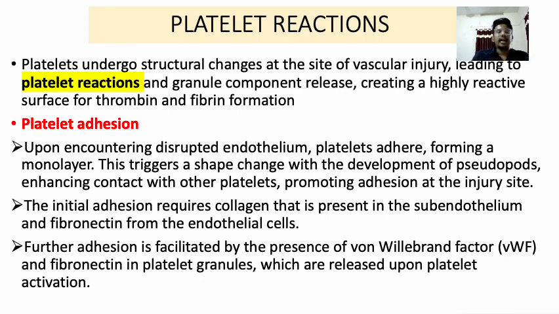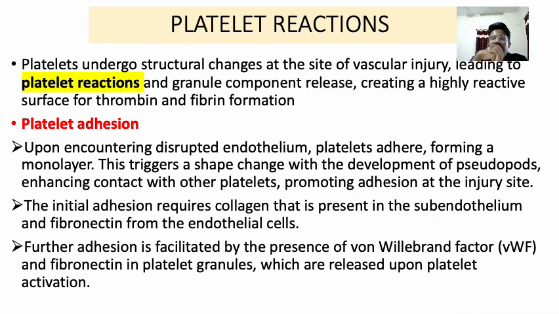First, platelet adhesion. Once the endothelium of a blood vessel is disrupted, the platelets will adhere to this site and form a monolayer. This triggers a shape change with the development of pseudopods. Pseudopods are false feet. So platelets will develop false feet, and with their help, each platelet will attach to the others and adhere to the disrupted endothelium. And that adhesion happens. How does this adhesion happen?